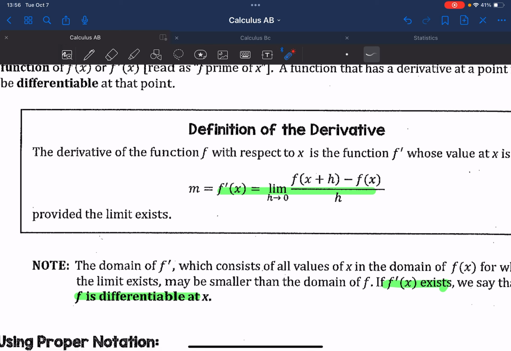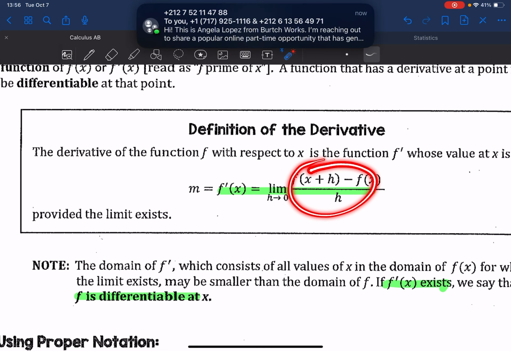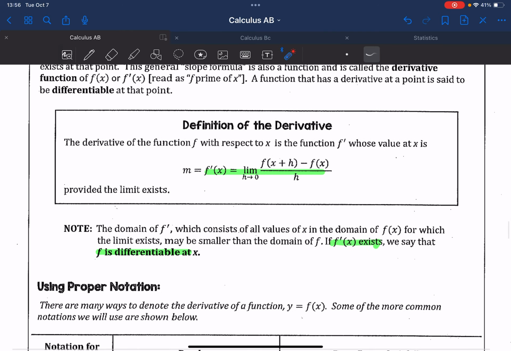Okay, so we know that the derivative is the slope of the tangent line, which is the instantaneous rate of change. Well, we know that the instantaneous rate of change is just the limit of the average rate of change. So that average rate of change formula that we kept seeing in notes 1, we will just take the limit as h approaches 0, and that will give us the definition of the derivative.